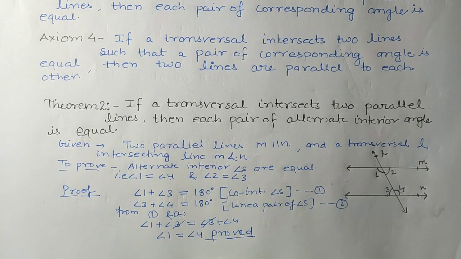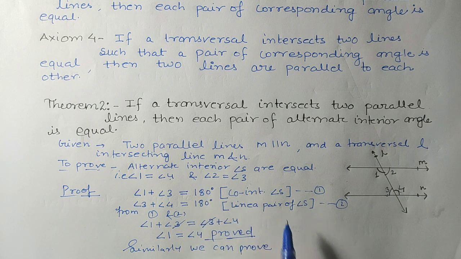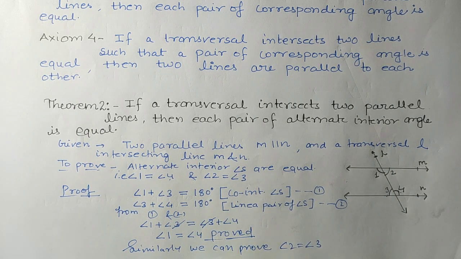Okay, and similarly we can prove angle 2 is equal to angle 3. If the same kind of conditions, the same kind of questions are there to prove, and if we have proved one, then we can write for the others that similarly we can prove the others. Like here we have written similarly we can prove angle 2 is equal to angle 3.